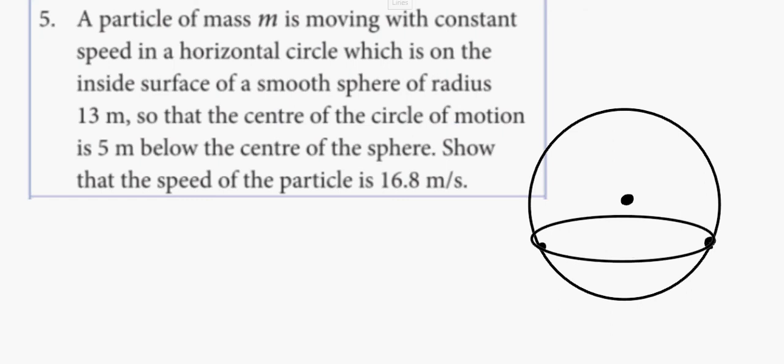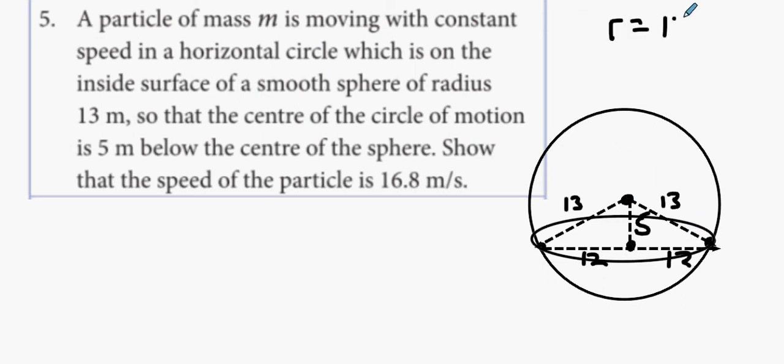Is that all right? So what we can do now is make a triangle out of this, like so. Now, what do you reckon? That's 5, isn't it? That's 13. So what do you reckon about the radius of the circle? 12. So the radius of the circle is 12. So it means you're doing circular motion, radius 12. Now what else do I want to know? Show that the speed of the particle is 16.8 meters per second.